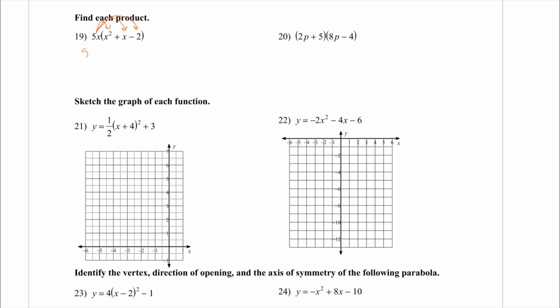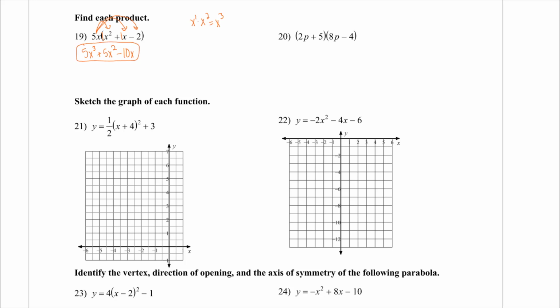5x times x squared is 5x cubed. 5x times x is 5x squared. And 5x times negative 2 is negative 10x. I kind of feel like I rushed through that a little bit. When you're doing this, you multiply the regular numbers together, which neither of these had a regular number, so it just keeps the 5. When we do x times x squared, that's like what we did earlier, where we said a single x times x squared, which is x times x times x, makes 3 x's. So adding the exponents together, or just thinking about how many you have, will help you adjust the exponents accordingly.